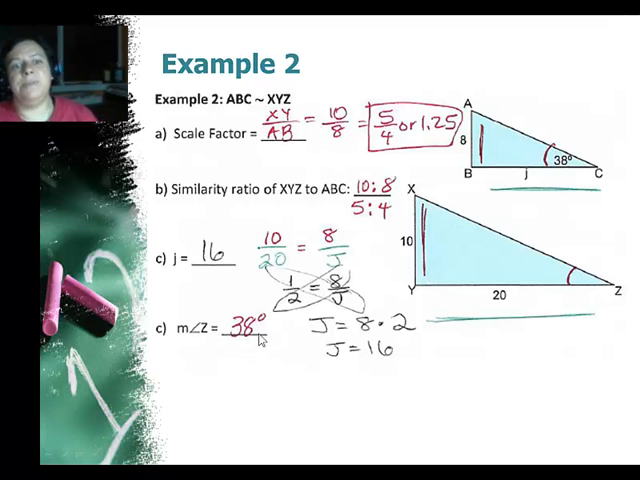Finally, they ask us for the measure of angle Z. Well, in similar polygons, angles are congruent. Nothing changes in them, so I only have to copy down the measurement of angle C, which is 38 degrees.